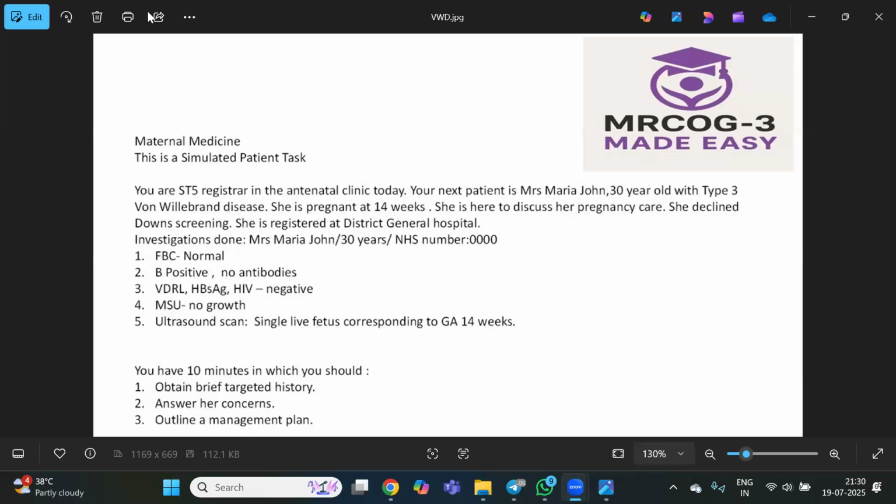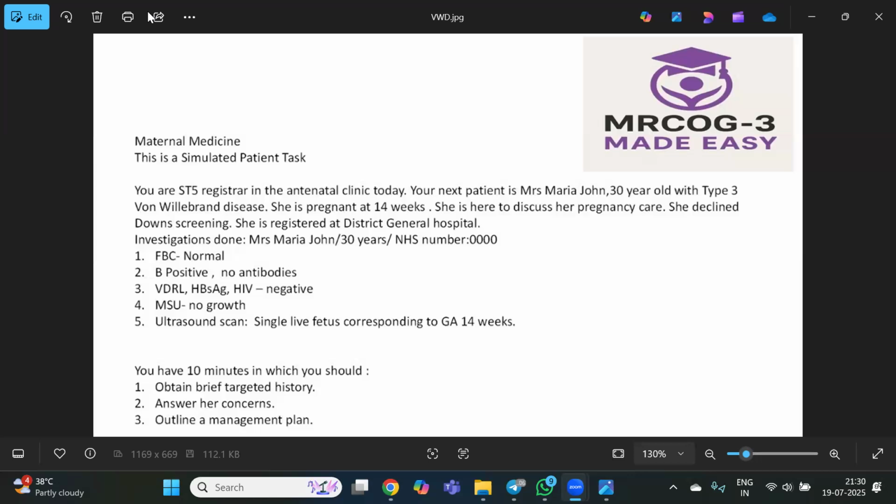Then pregnancy details. Ask about the present pregnancy details. Then the previous pregnancy. If she has previous pregnancies, you ask about them. How was this medical condition in the previous pregnancy? Because all these are chronic conditions, it must have been there in the previous pregnancy also.